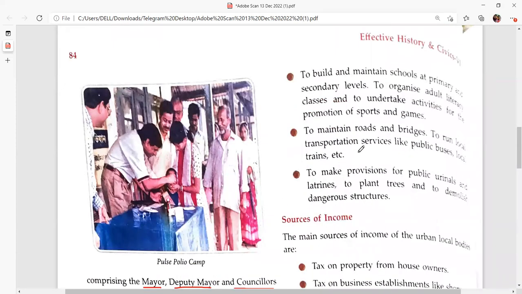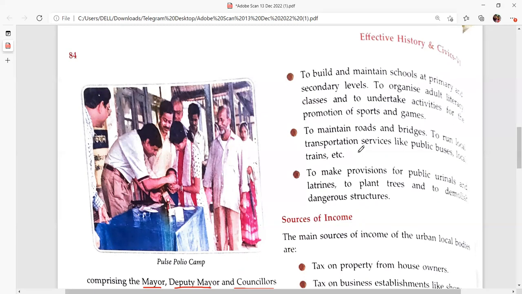Next point is to build and maintain schools at primary and secondary levels. Yes, education. In a city, there should be proper education facilities, including primary and secondary levels, because at primary level, we have schools in every village, but at secondary level, many rural students come to the city to study. So there should be good and well maintained secondary schools in every city, so that students coming from rural areas do not face any problem.